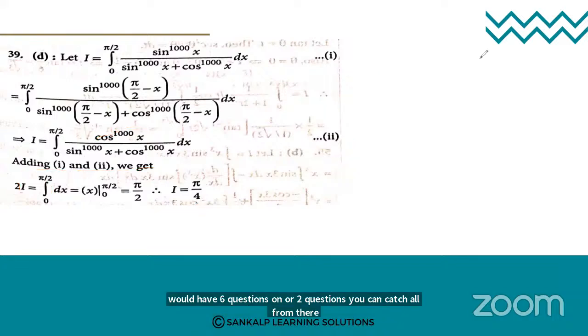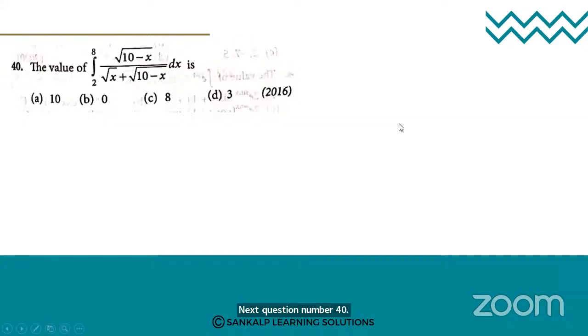Next, question number 40. The value of the integral from 2 to 8 of root of 10 minus x divided by root x plus root of 10 minus x dx is. We need to calculate this value. Again here we are making use of the properties, but first we are simplifying this.